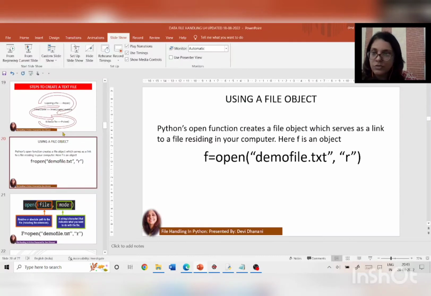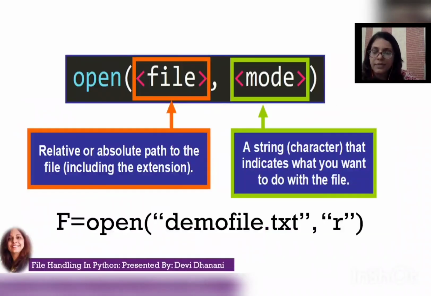So what happens next is, using the open function, we specify the path, the relative or the absolute path, and the next parameter that we pass to the open function indicates the mode in which you would like to open the file.